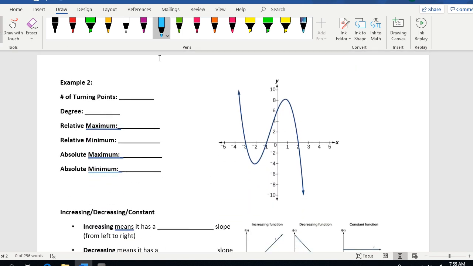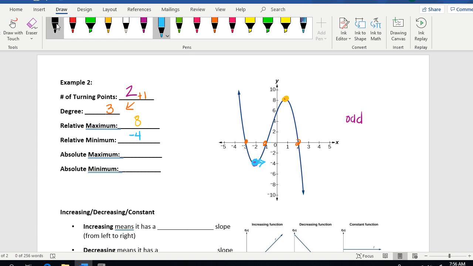All right, example 2, turning points. So here's my first turning point and my second. I know that this is an odd degree function because my ends are going in opposite directions. I can go look at my x-intercepts. So here's 1, 2, 3. So my degree is 3, or I can add 1 to my turning points and get the same answer. I do have a mountaintop, so I have a relative maximum, which is my y value at 8. And I do have a valley here, which is at -4 on the y axis.